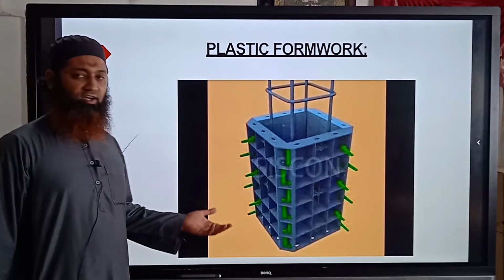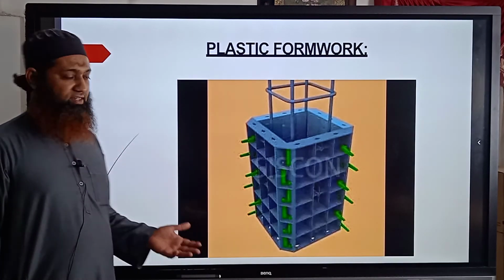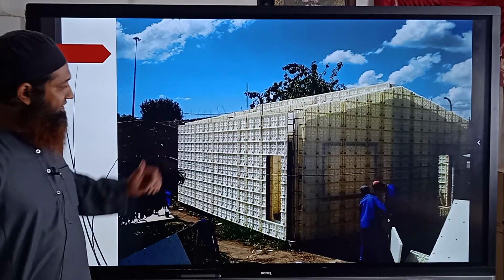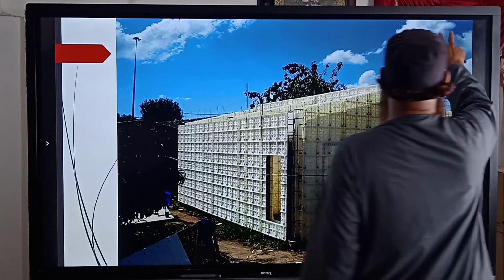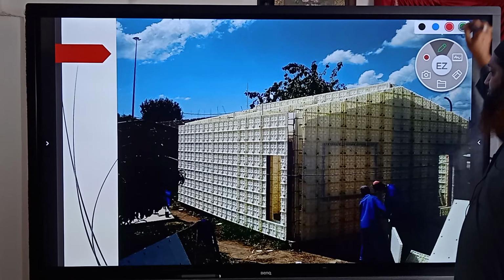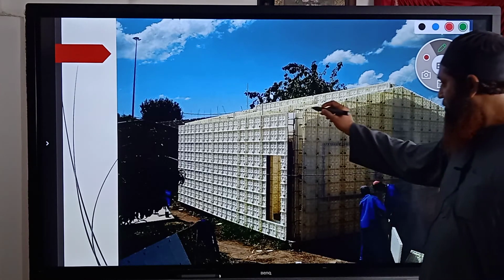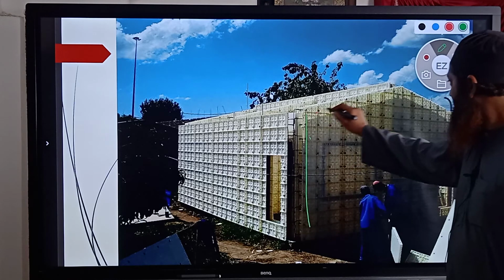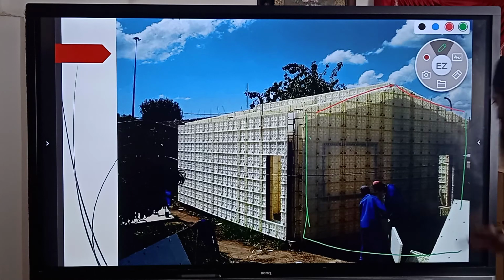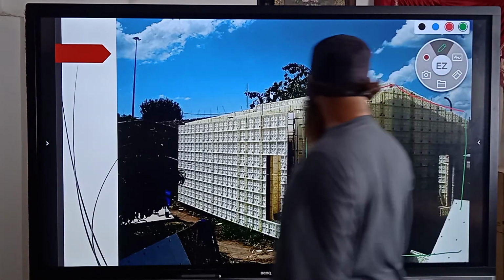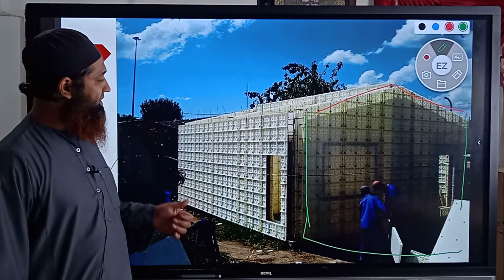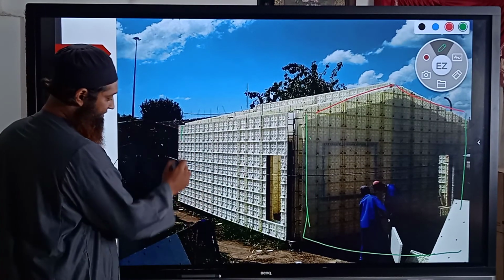Even this type of formwork has come up now, with extensive use of plastic. Let us see what you can see here. This whole building, you can see the walls have been erected using this plastic formwork. You can see the whole wall here. This whole wall has been erected using this formwork. Just imagine: if you use timber formwork or steel formwork, this is not possible, but with plastic formwork this is possible.